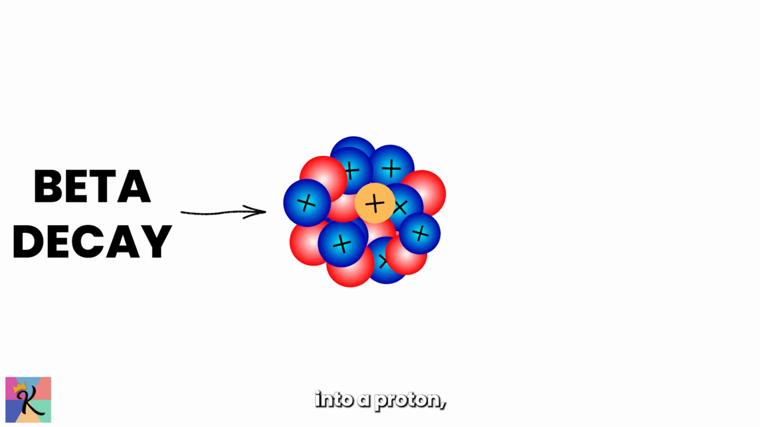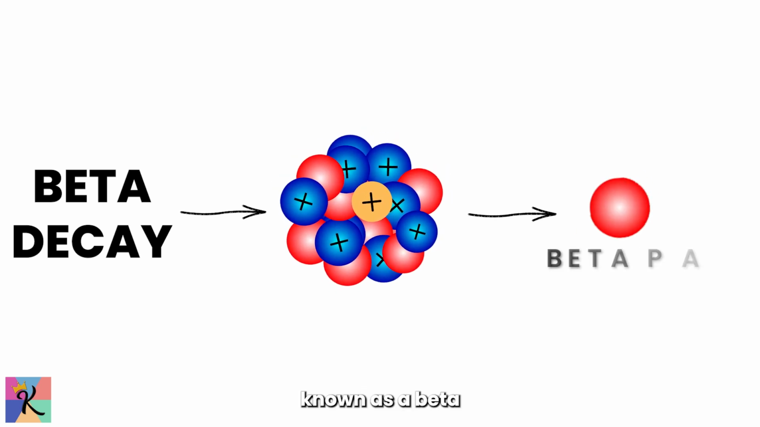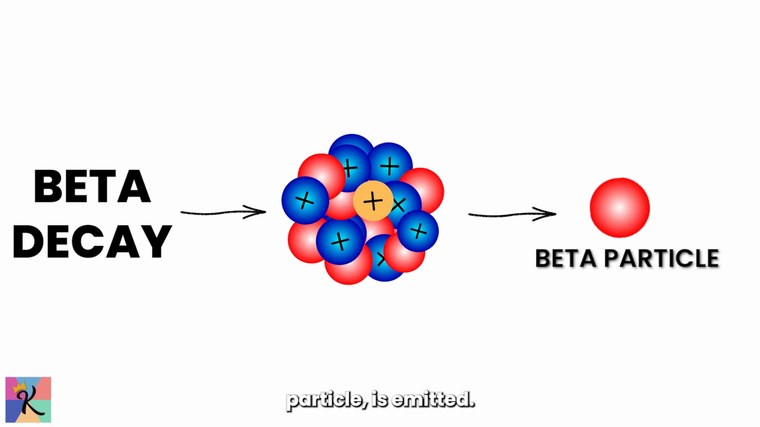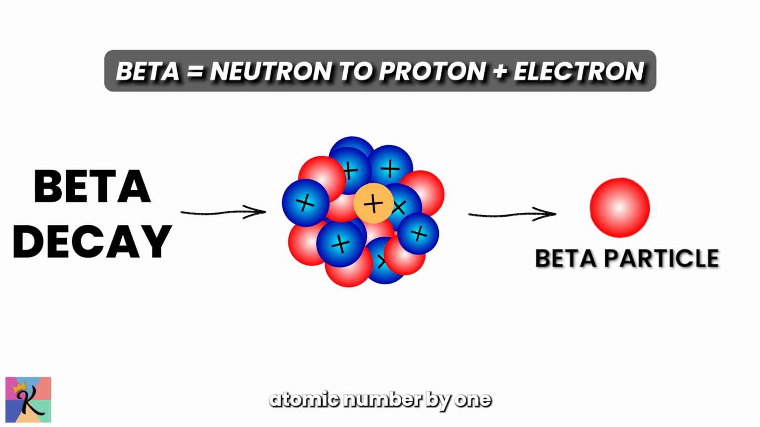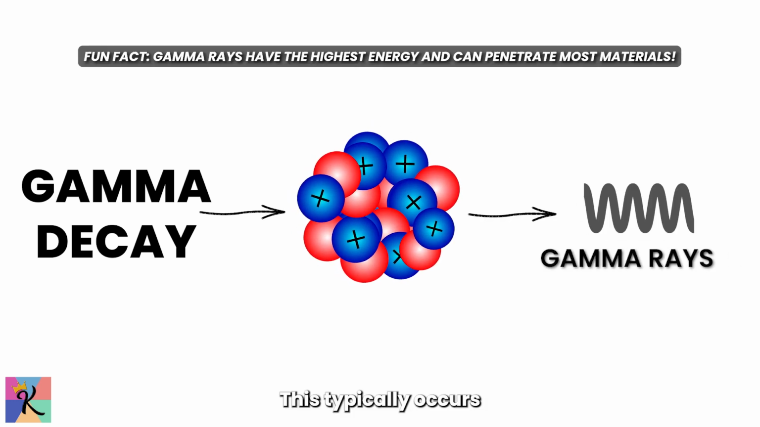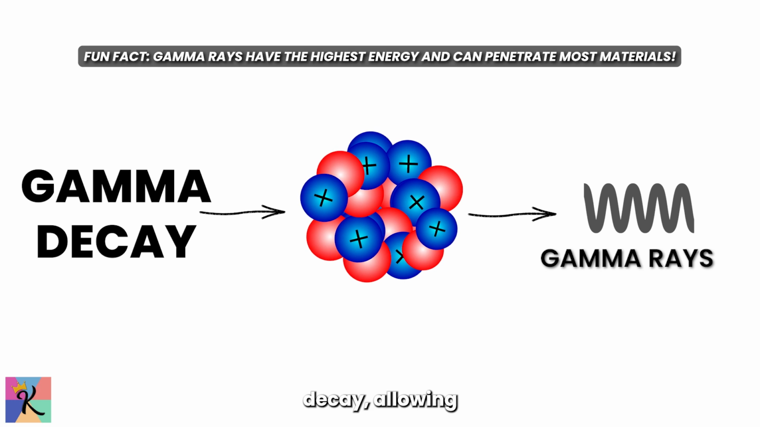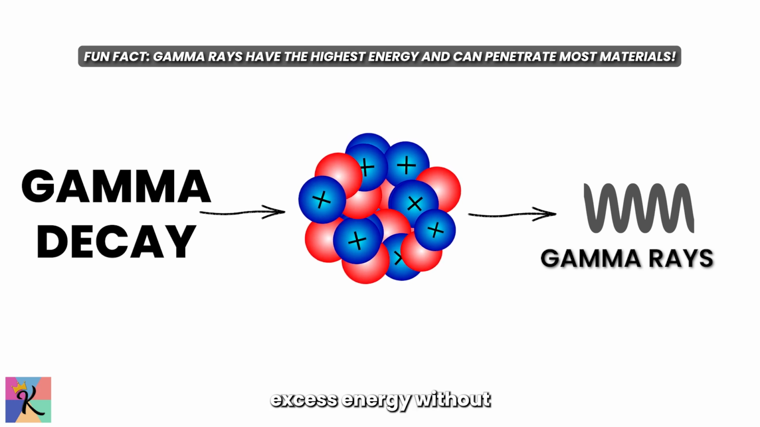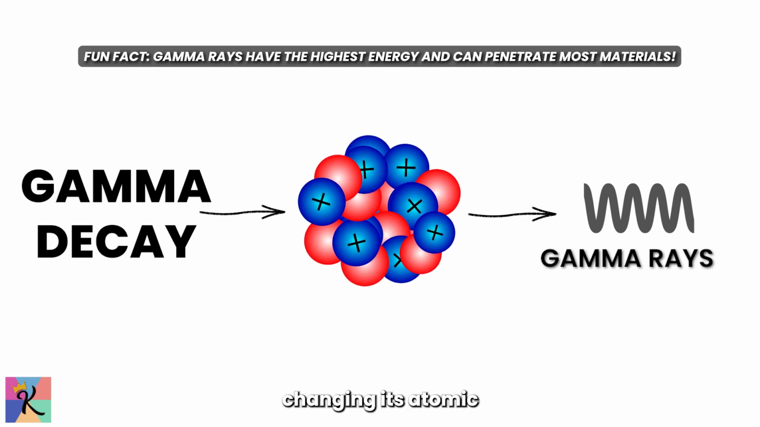In beta decay, a neutron is converted into a proton, and an electron, known as a beta particle, is emitted. This increases the atomic number by 1, but leaves the mass number unchanged. Gamma decay involves the release of gamma rays, which are high energy photons. This typically occurs after alpha or beta decay, allowing the nucleus to shed excess energy without changing its atomic or mass numbers.